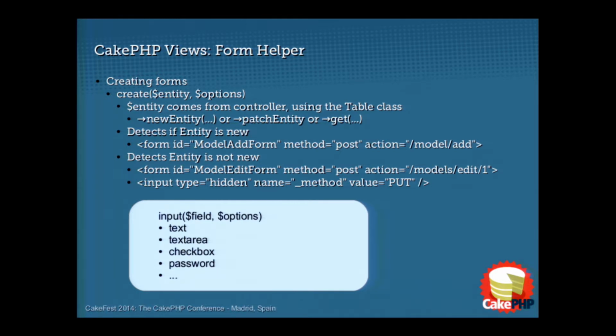So the form helper logic will detect if the entity is new. If the entity is new, we are going to create an add action. If the entity is not new, we are going to create an edit action by default. You have similar keys from 2.0, so you can configure form create the same way you did, in case you need to use a specific action for this form, or use a totally new URL for posting, or whatever you need.